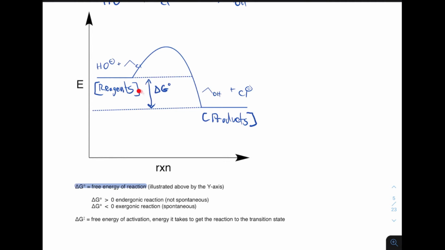And what we see here is a negative Gibbs free energy. The products are lower than the reagents, meaning that it is exergonic. It happens spontaneously. Energy is released. However, there still has to be some sort of initiation. This has to go over a sort of energy hump to get down to the products. And that term is this transition state energy listed down here, the free energy of activation, the energy it takes to get the reaction to the transition state.